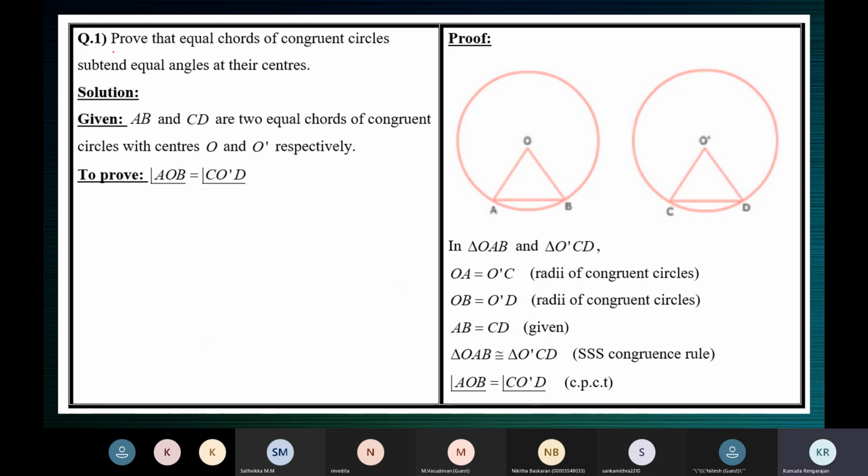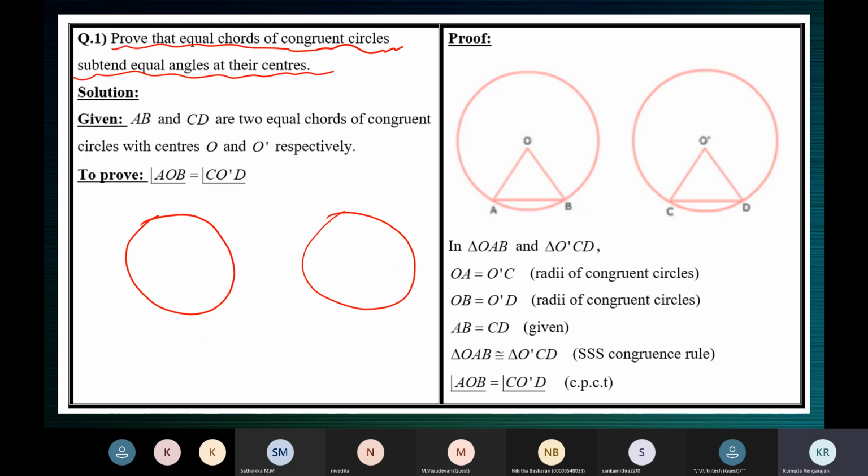Here, prove that equal chords of congruent circles subtend equal angles at their centers. So we have congruent circles. See here, there's one circle, we have another circle, and these two circles are congruent circles. That means they have the same radius. We have equal chords. So chord AB is equal to chord CD. Equal chords of congruent circles subtend equal angles at their centers.